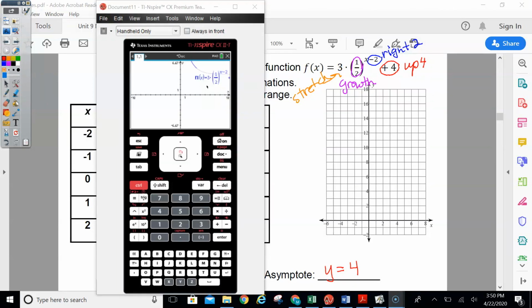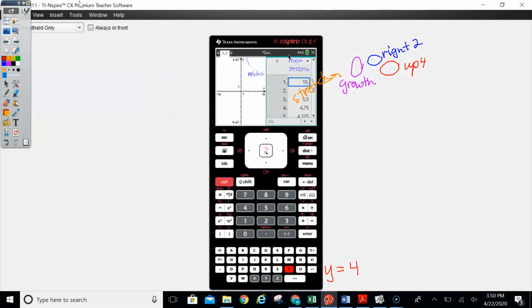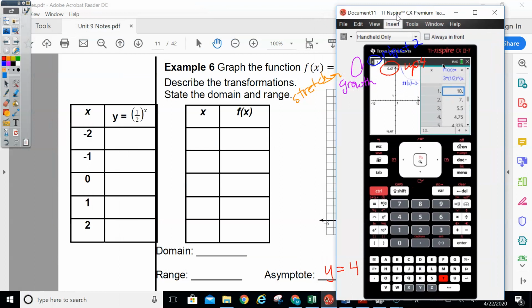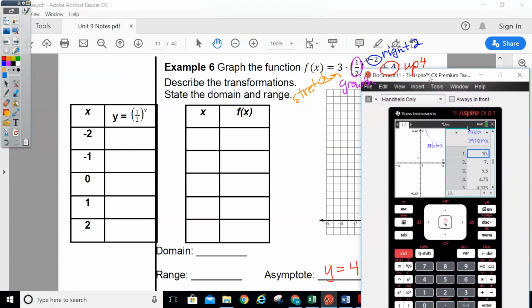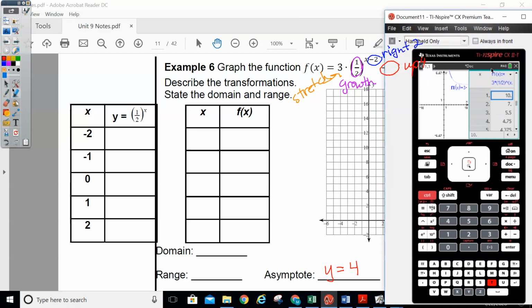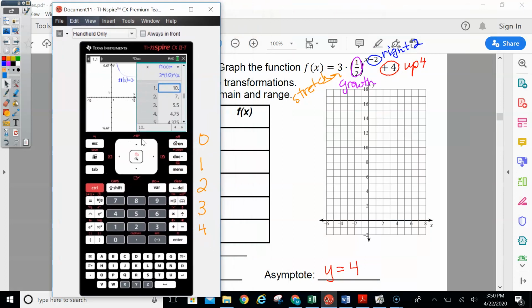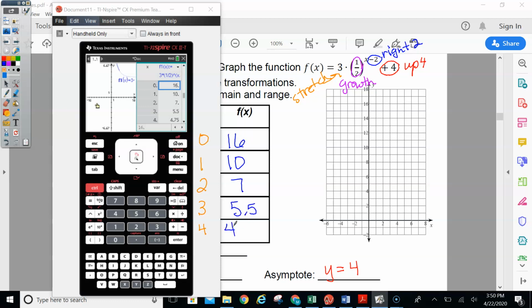Okay, so here's typing it in for this one. Here's the equation, so we look at the table. Again, we want points that are around the h value. So you put h in the middle. So h is x minus 2, so we want to put positive 2 in the middle. So then we're going to do 3, 4, and 1, 0. So that'll ensure that some of those points will be able to fit. So here, 2 in the middle is at 7, then 10 and 16, 5.5 at 3, and 4.75 at 4.